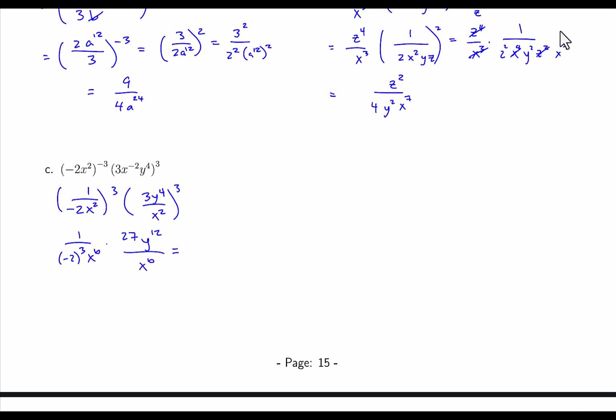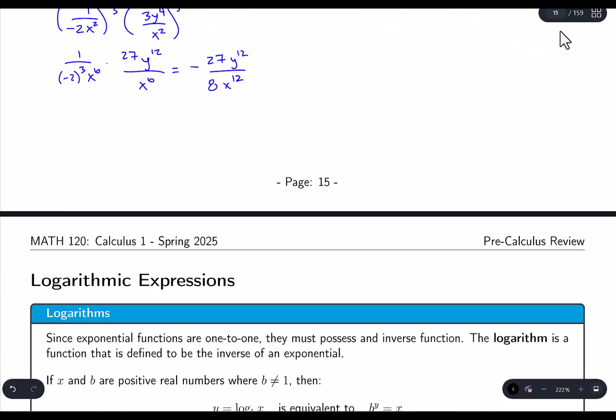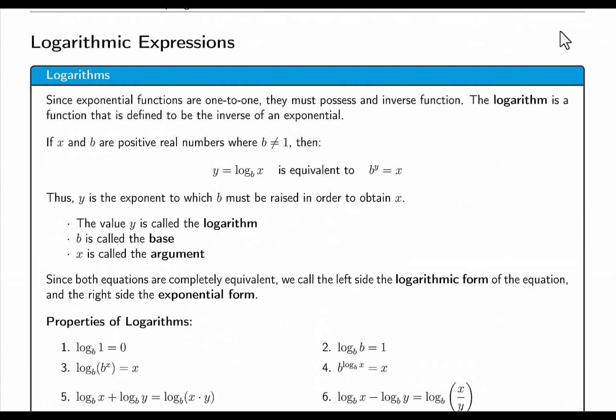And then just combining like terms here. So I've got a negative because negative 2 to the 3rd is negative 8. So 27 y to the 12th over 8 x to the 12th. And there we go. So you just need to be comfortable with reducing or combining exponentials. It generally wouldn't be as difficult as those examples there, but like I said, you can run into any of those rules at any time, and you just want to make sure you're comfortable with each of them.